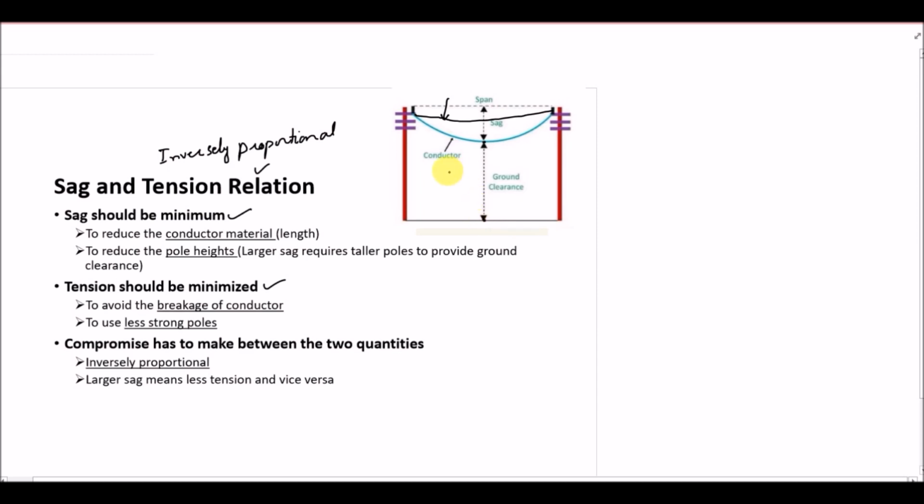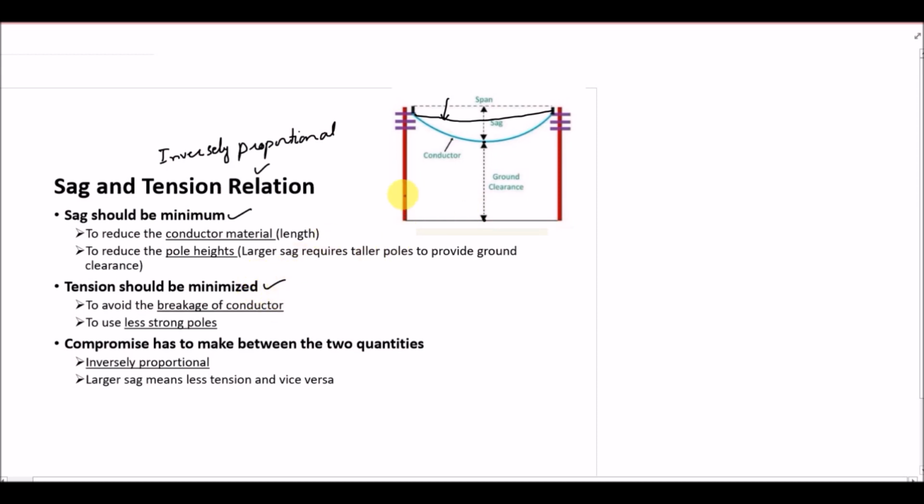So what we want sag to be minimum, but not that small that the tension will be very high, and not that large that the ground clearance will be smaller. And the second point was that we need tension to be minimized.